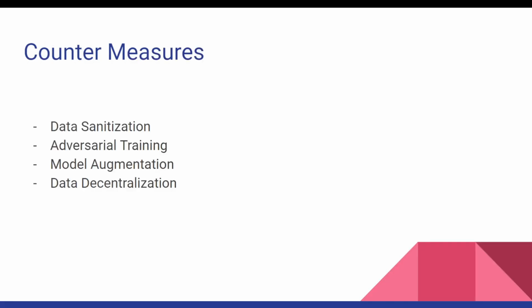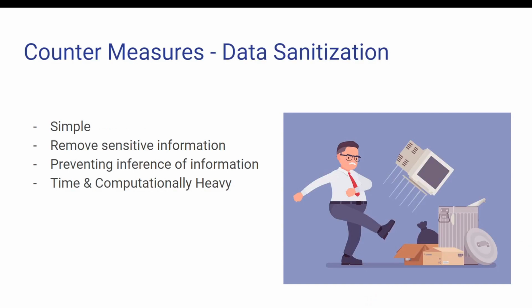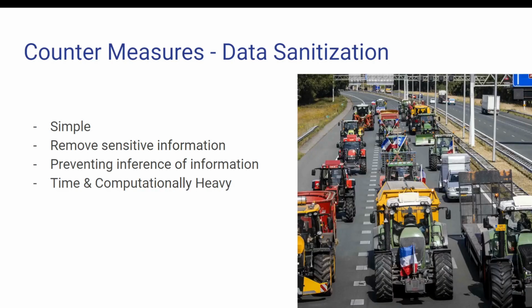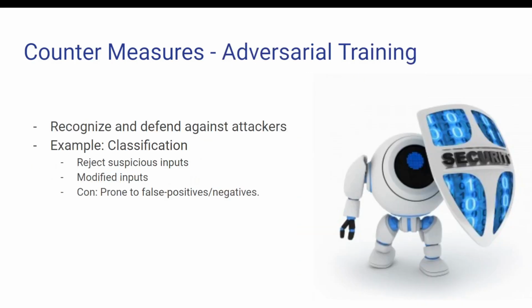There are various techniques and strategies that can help prevent MIA. One of the simplest ways to prevent MIA is through data sanitization, which involves removing any sensitive information from the data before using it to train an IS, ensuring that an attacker can't infer any sensitive information about the system from just the data. One caveat of this is that it may be time and computationally expensive, as it requires semi-manual labor in order to guarantee full data sanitization. Adversarial training involves training the system to recognize and defend against potential attacks. A simple example of this could be a classifier to detect and reject inputs that are suspected of being part of an MIA. However, this approach may be prone to false positives and false negatives.